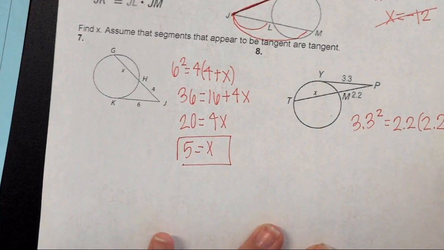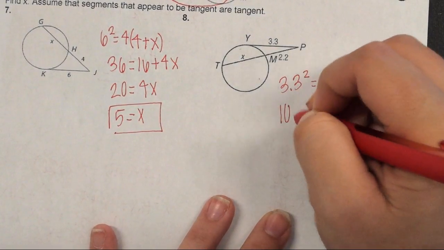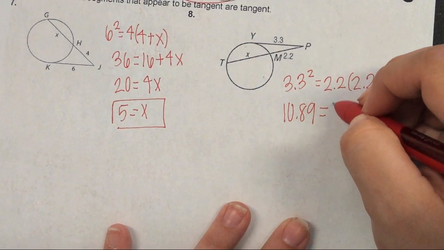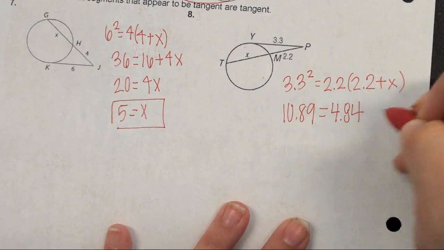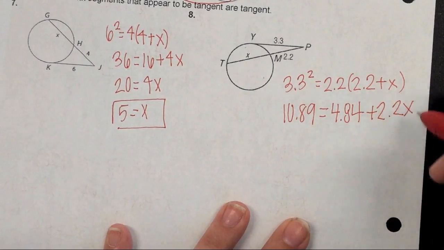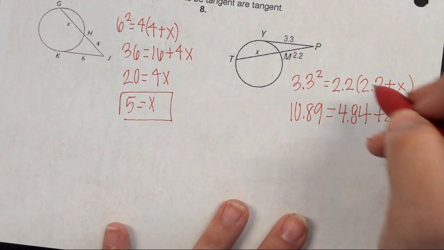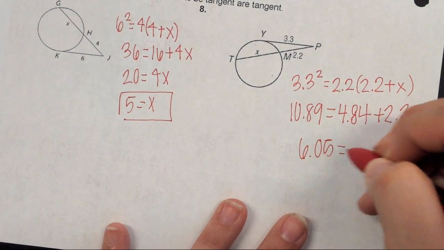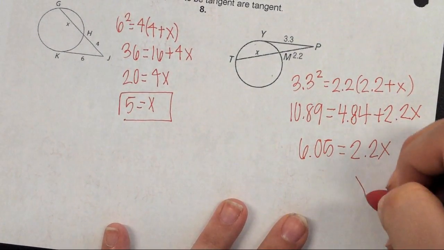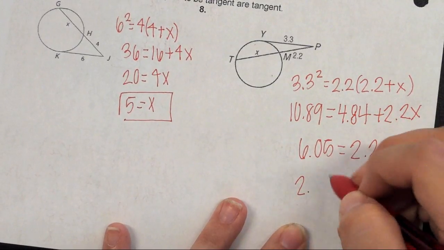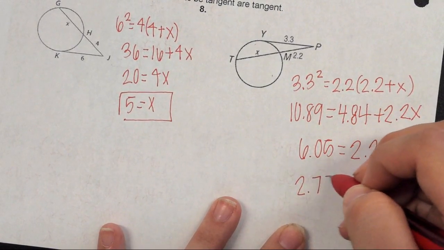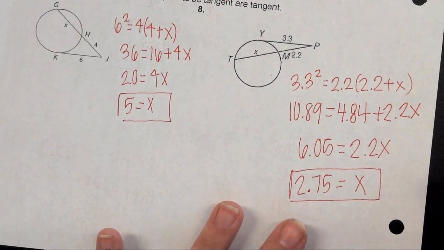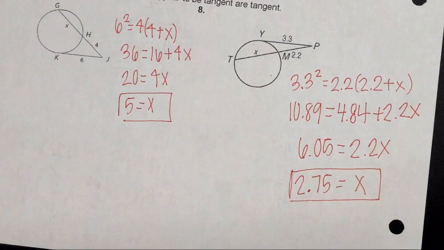What is 3.3 squared? What's 2.2 times 2.2? What's 10.89 minus 4.84? What's your final answer? 2.75? Okay, let's go write on our blue sheet when you get done.